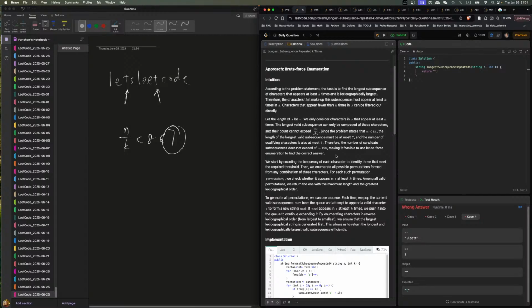Okay, let's keep reading. We start by counting the frequency of each character and identify those that meet the required threshold. Then we enumerate all possible permutations formed from any combination of these characters. For each such permutation, we check whether it appears in at least k times. Among all valid, we return the one with the maximum length and the greatest lexicographic order. Huh?